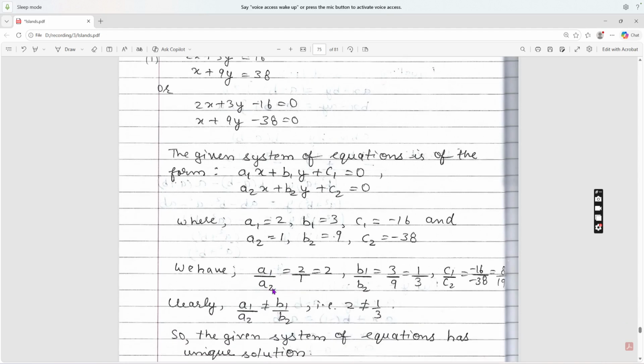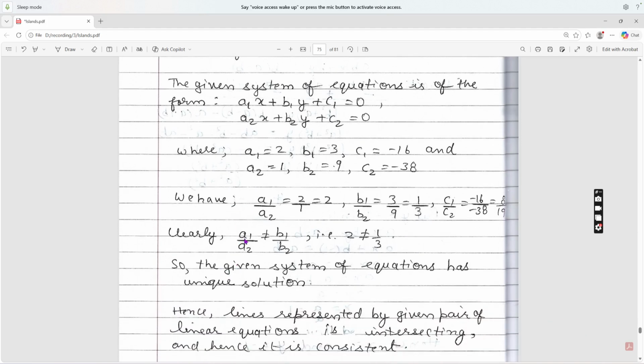Now we have a1 upon a2 is equal to 2 by 1, which is equal to 2. b1 upon b2 is equal to 3 by 9, which is equal to 1 by 3. c1 by c2 is equal to minus 16 upon minus 38, which will give us 8 upon 19. So clearly we can say that 2 is not equal to 1 by 3. So a1 upon a2 is not equal to b1 upon b2. That is 2 is not equal to 1 by 3. So the given system of equation has unique solution.